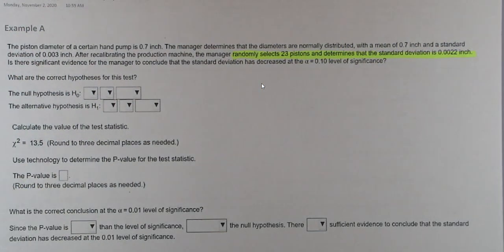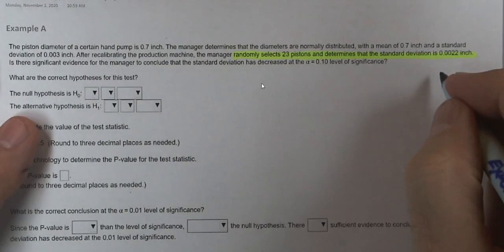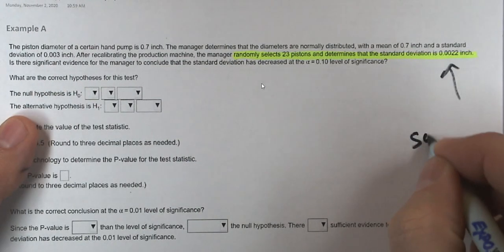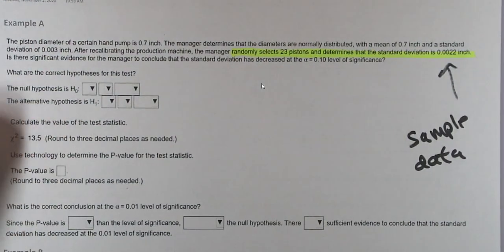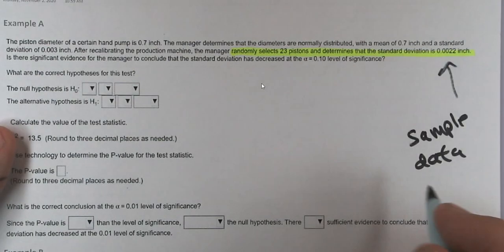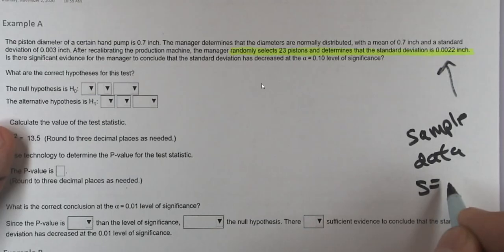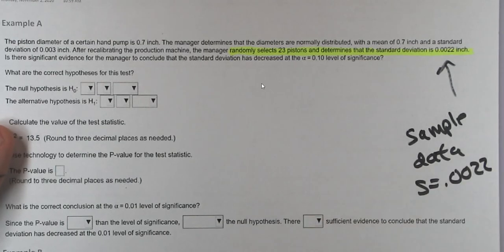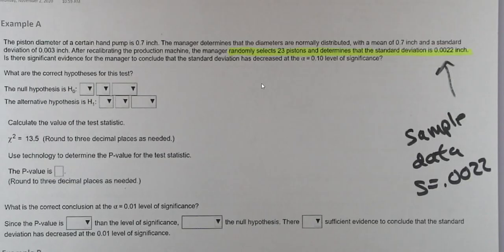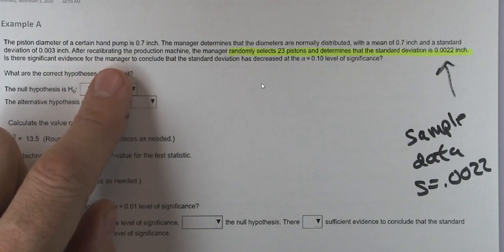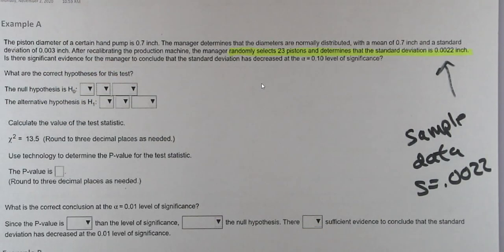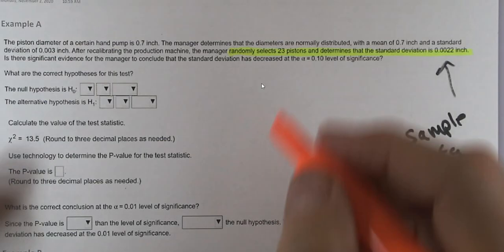Now the important thing to realize is that this is your sample. That's your sample data. Now, what do they tell us in the sample? Well, one of the things they tell us in the sample is S equals 0.0022. That's your sample standard deviation.